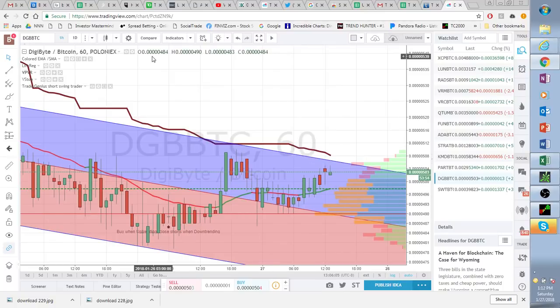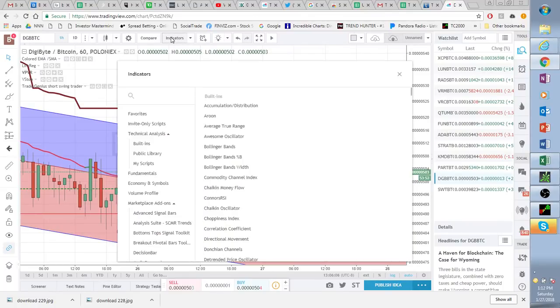Where you go for this is when you hit the indicator, because it's not on the built-in side. It's over here in the favorites, and volume profiles is right here. So you just go ahead and grab that.